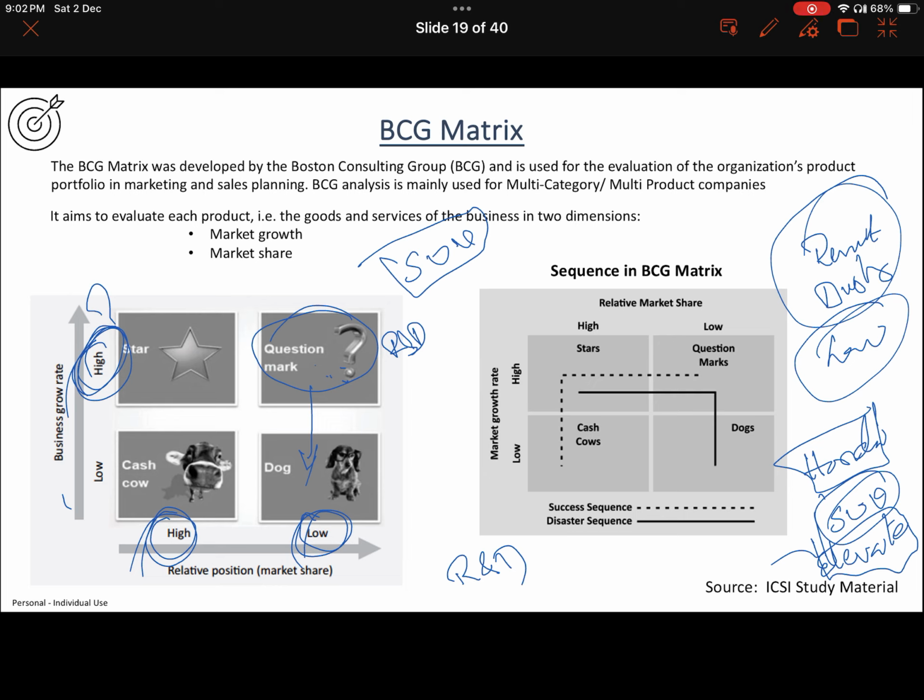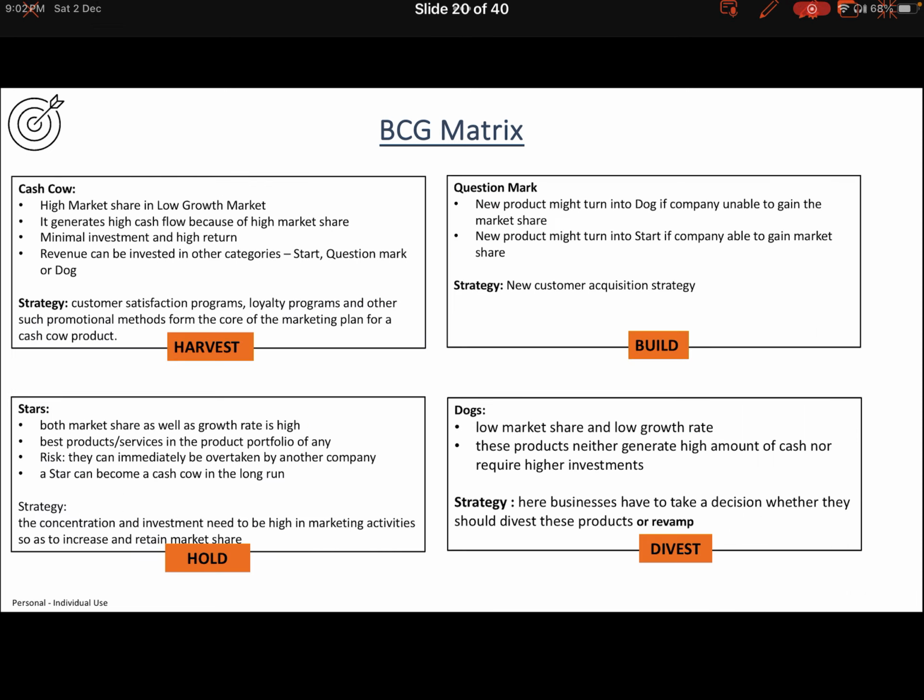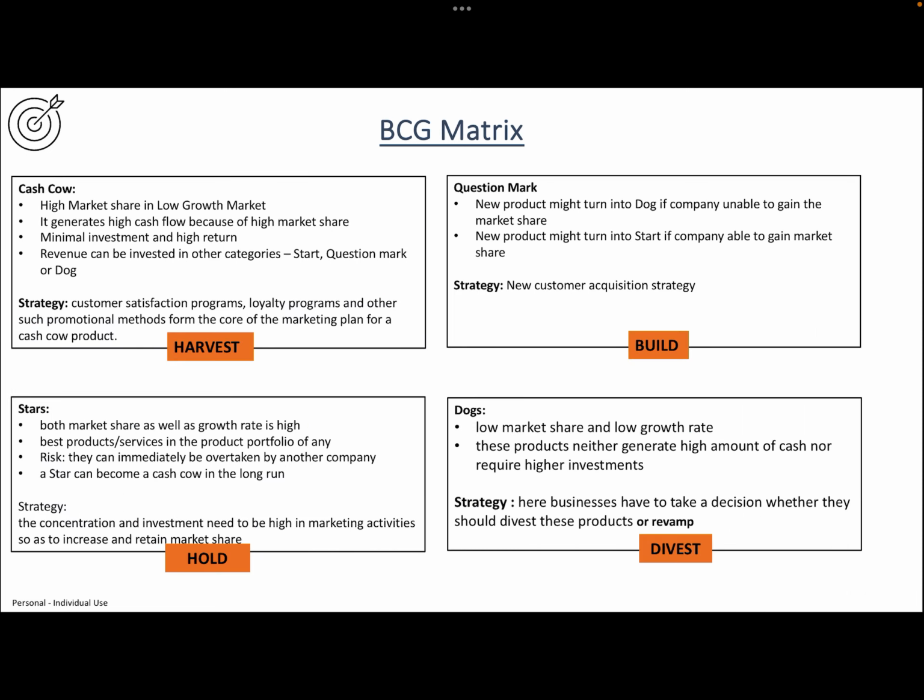because you don't have a product. High growth is there, but you don't have a product, so automatically it will turn into a dog. Otherwise, it may become a star for you. So the strategies for star, question mark, dog and cash cow will all be different. Let us see that in the next slide.